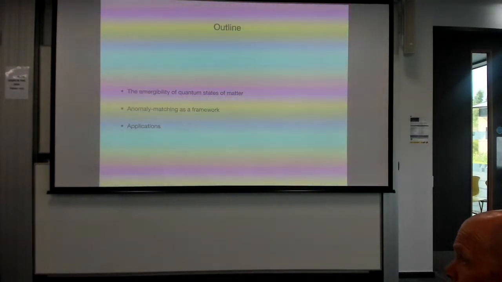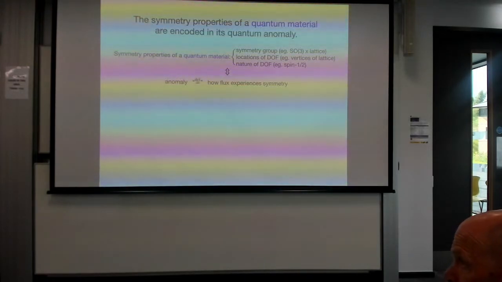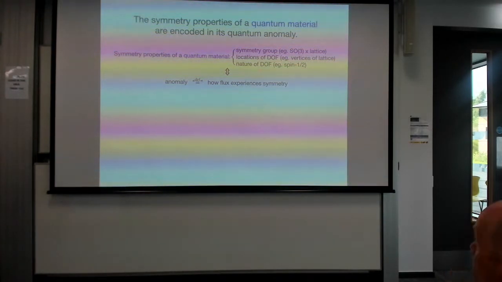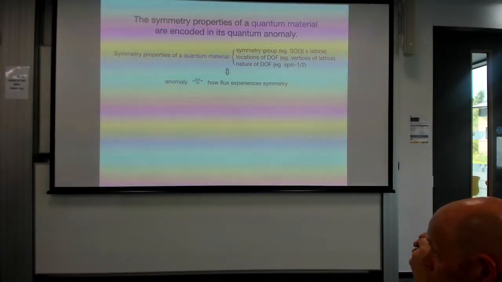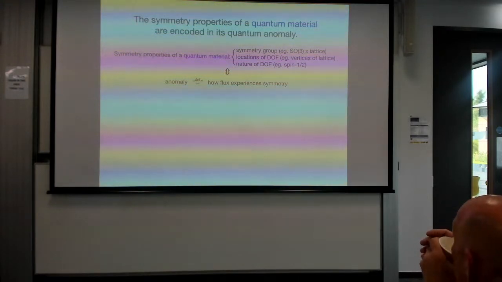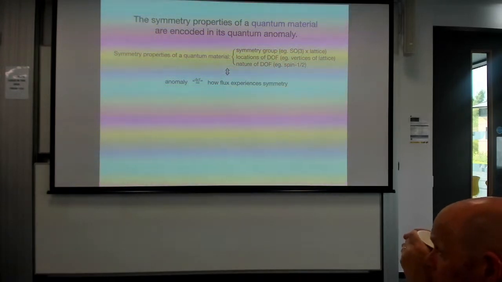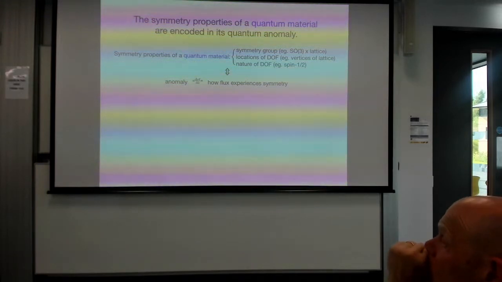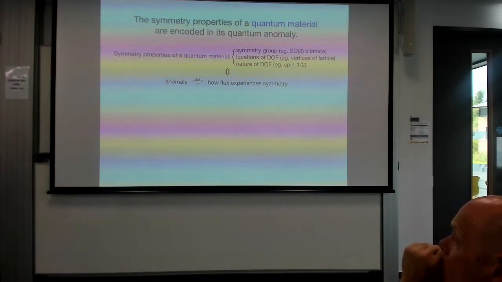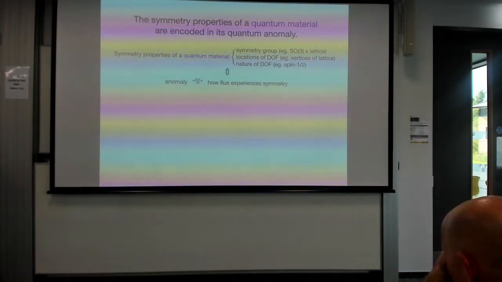Now I want to provide the method to answer this question. It turns out that these three pieces of symmetry properties are actually the same as the quantum anomaly of this quantum material. I will not use the general definition of the anomaly as obstruction to gauging, but for the purpose of this talk, the anomaly can have a simpler definition. Here the anomaly of the quantum material can be viewed as how the flux in the material experiences the symmetry.